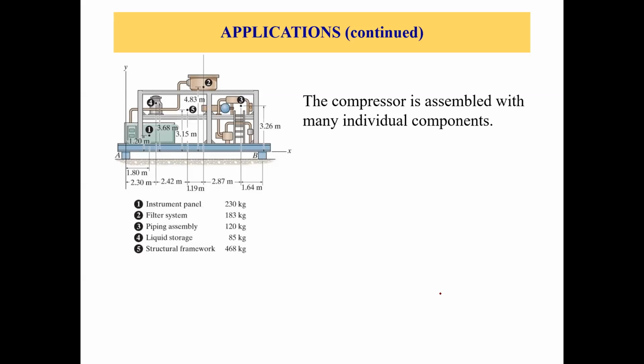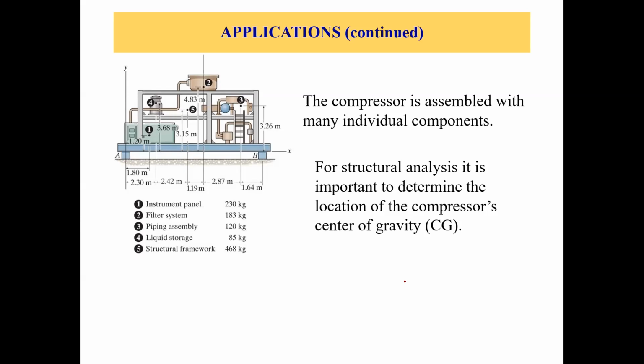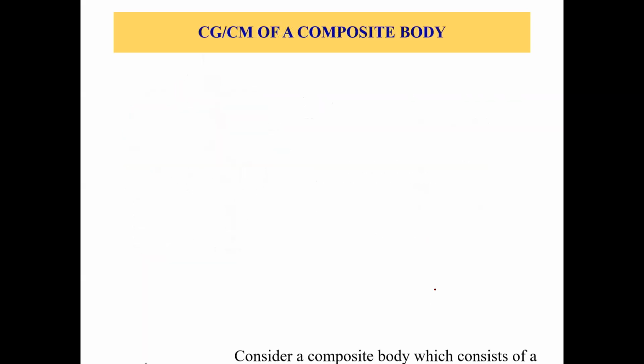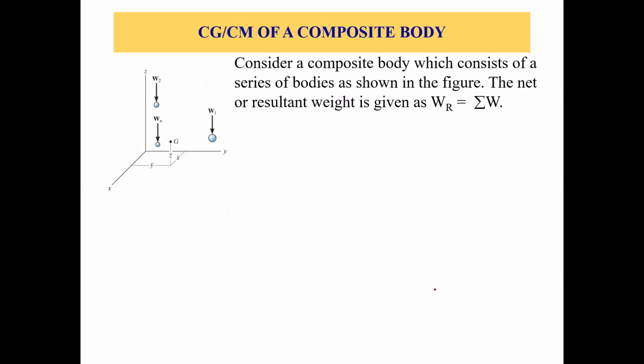So we want to find out the centroid or center of gravity of any such system, right? For structure analysis, it is important to determine the location of the compressor's center of gravity. We call it CG, right? Center of gravity. So we want to find out the center of gravity so that we are sure that at this point, the whole weight of the body is acting. Okay? All right. So let's talk about the center of gravity or center of mass of a composite body.